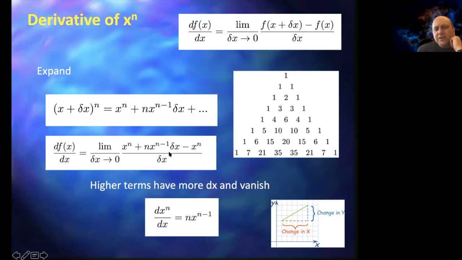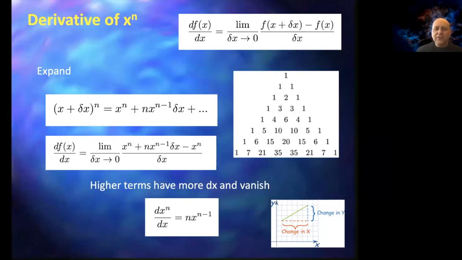But I can divide the delta x top and bottom, and therefore I'm just left with n x to the n minus 1. And this is how we write this general form of the gradient that we write as this derivative, the d by dx of x to the n is the notation that people use. So if you want to know the gradient where x equals 0, you just put x equals 0 in here and the answer is 0. If you want to know when x is 1, you put 1 in here, and in that case you'll just get the answer n, and so on.